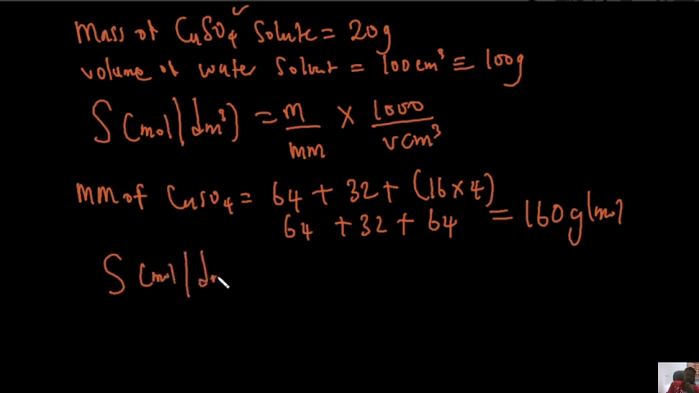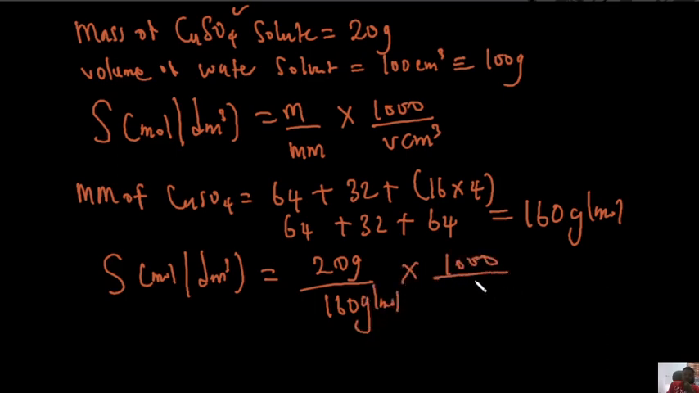Solubility in mole per dm cube is now going to equal the mass, which is 20 gram, divided by the molar mass, which is 160 gram per mole, multiplied by 1000 divided by the volume in cm cube, which is 100. 0 cancels 0, 0 cancels 0. So we have 10. Okay, maybe 0 cancels 0 here. And then what do we have remaining? If 4 goes into this place, this is 4. 4 into here is 5. So 5 over 4 is going to be 1.25 mole per dm cube.